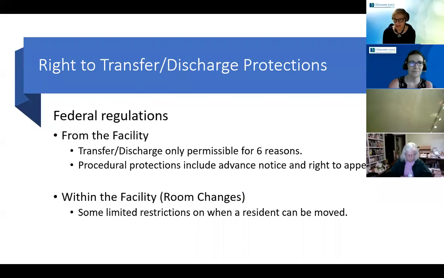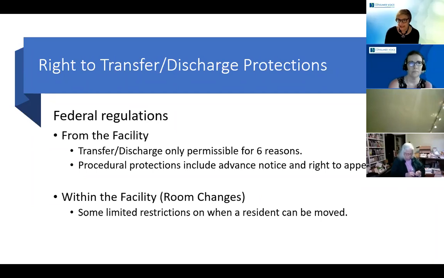Okay. So I want to talk a little bit about rights related to transfers or discharges. Unfortunately, far too often, residents are told that they have to leave the facility and they aren't given any notice or any information about their rights. So we certainly hope that your loved ones are never in this position. But if this were to happen, we want to make sure that you know what those rights are. So first of all, the resident has the right to remain in the facility and not be transferred or discharged out of the facility when the resident doesn't want to leave.